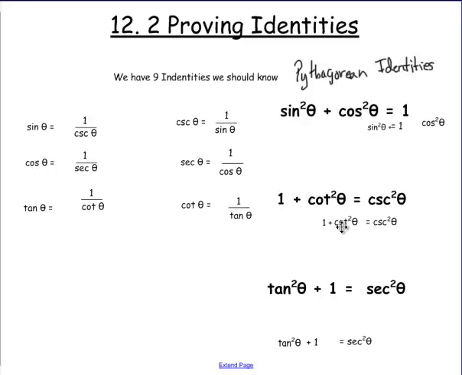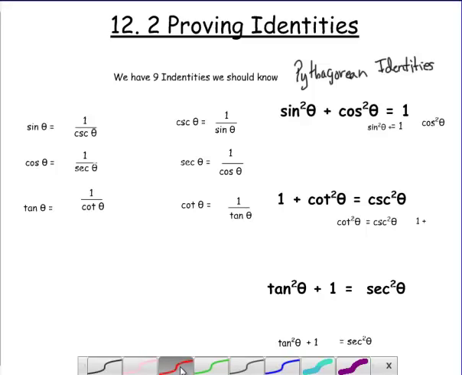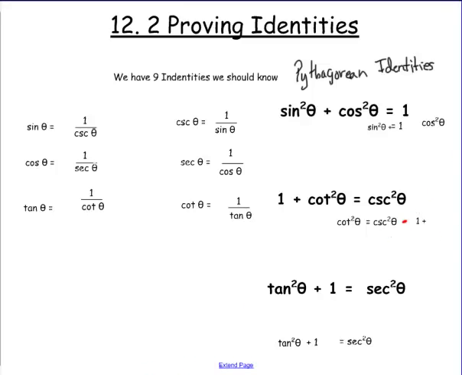Likewise, I could take this and move my cotangent squared to the other side, and I get a new identity: cosecant squared minus cotangent squared gets me the number 1. And likewise, I could move the 1 to the other side, and cotangent squared is cosecant squared minus 1. And thus, I can manipulate my last one.